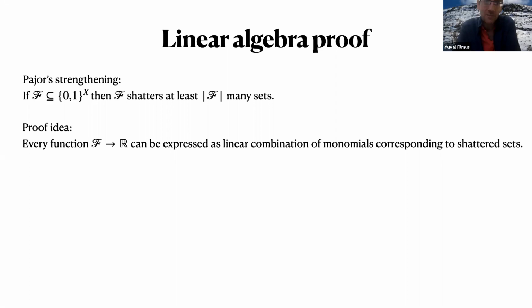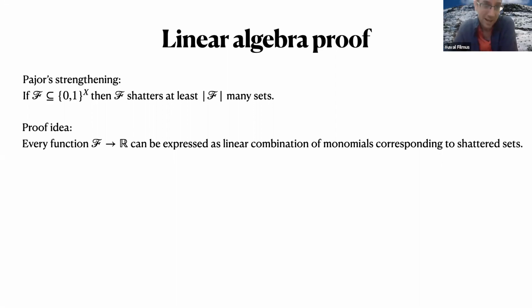Suppose that my family shatters the set {1, 2}. So the corresponding monomial will be x1 x2, where I think of the inputs like x1 is equal to 1 if the input set contains the element 1. So basically the monomial corresponding to a set S means that the input contains the set S. Okay, so this is the idea, and now we compare dimensions and we get this strengthened form.